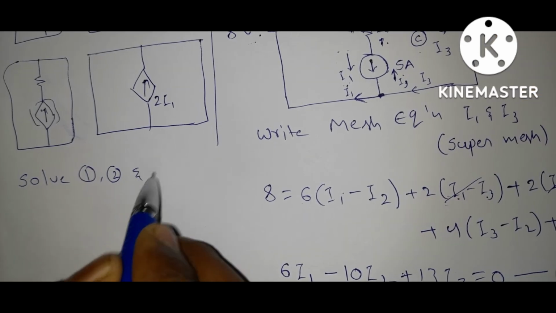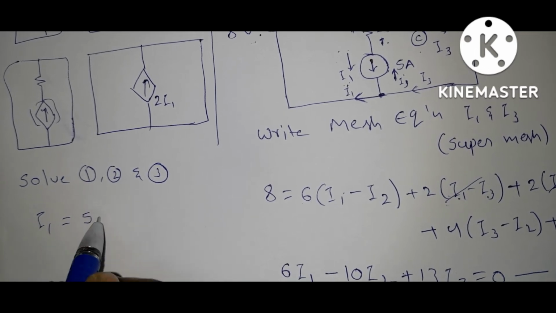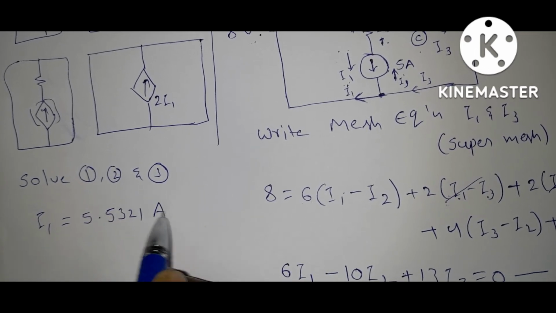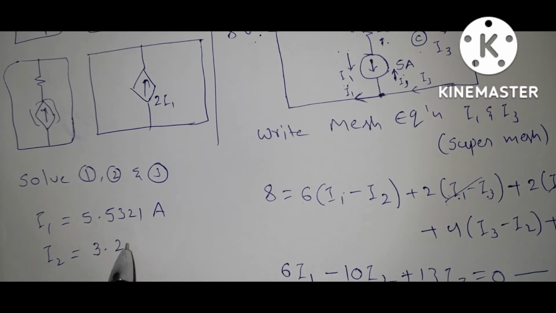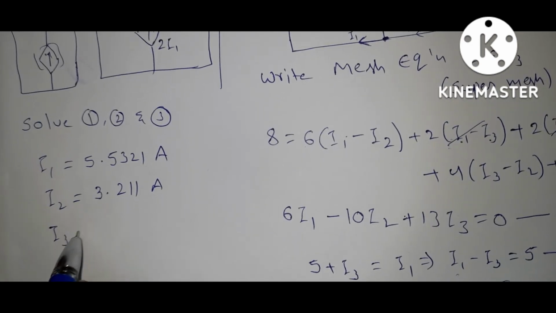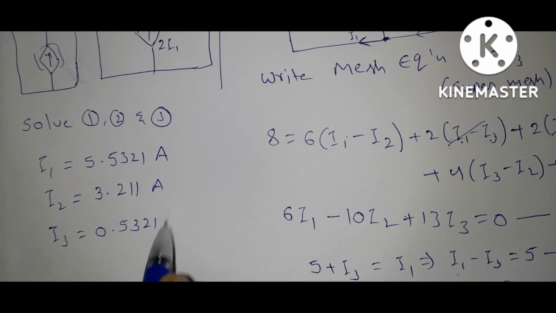Solve 1, 2, 3. You will get I1 is equal to 5.5321 amps, I2 is equal to 3.211 amps, and I3 is equal to 0.5321 amps.